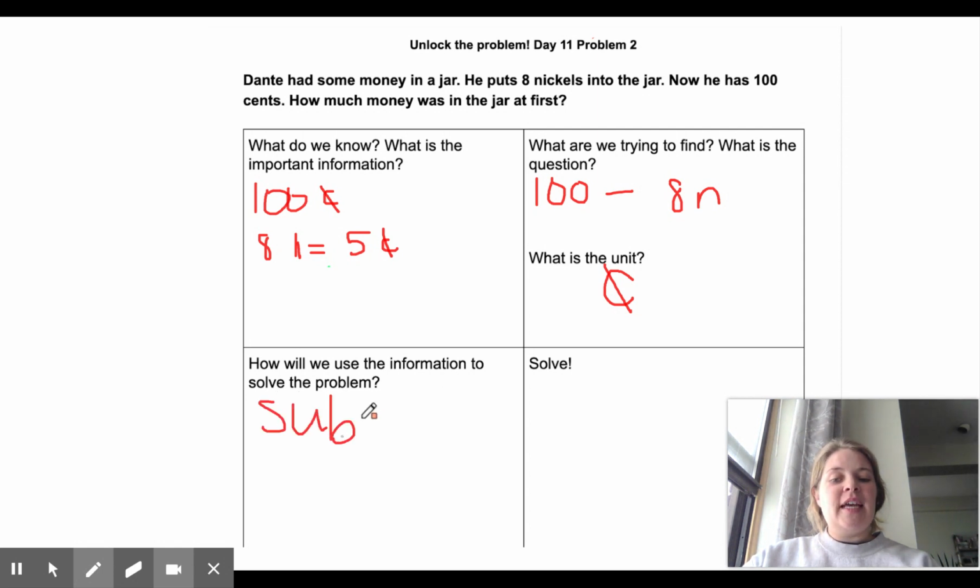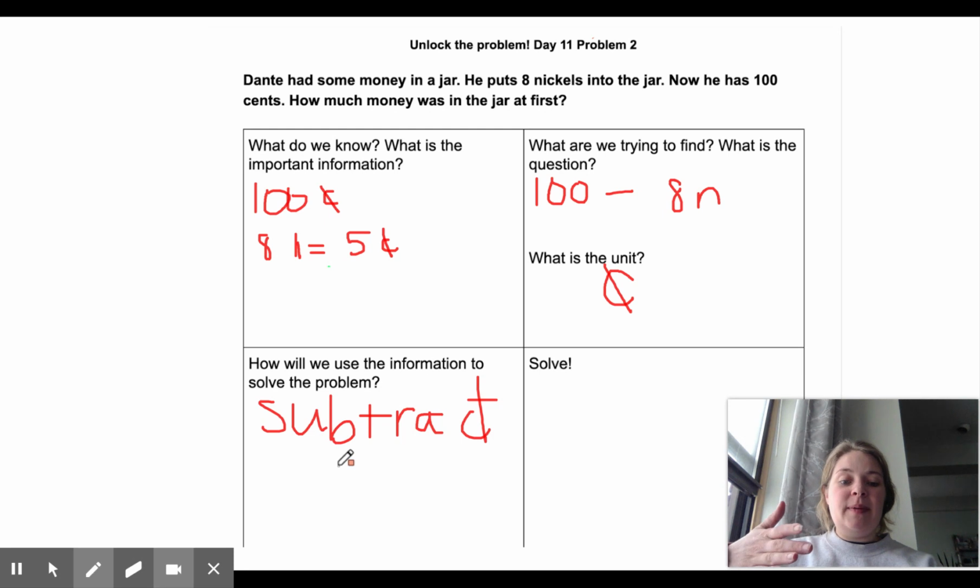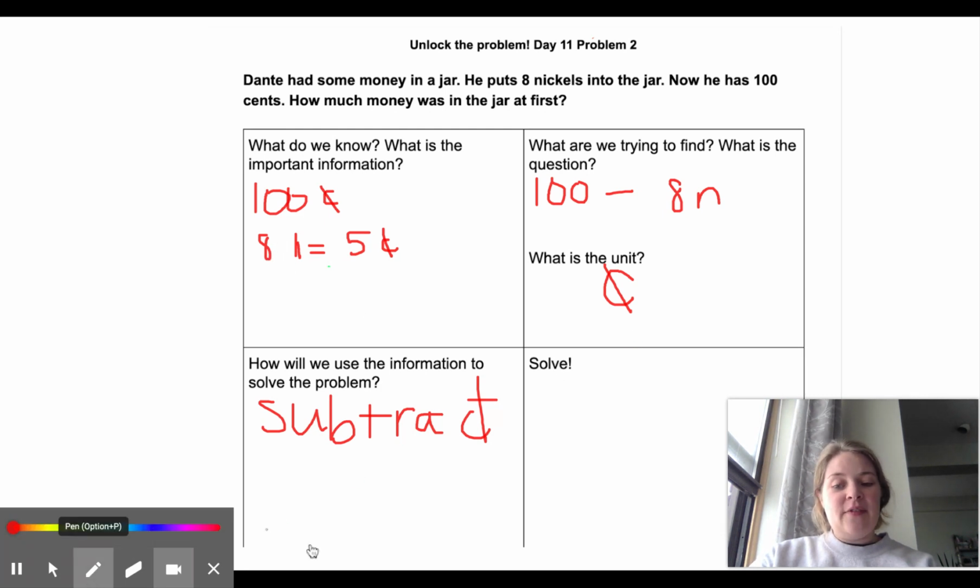Second graders, I am noticing that on a lot of your work, you are not telling me how you're using the information. Remember, it's important that you're using different strategies, but you need to be able to tell us what strategies you're using. So in this case, we are subtracting. And now we're going to solve. First, we need to know how much 8 nickels are. So we're going to skip count by 5s 8 times.